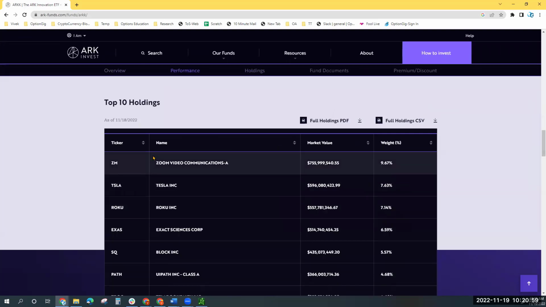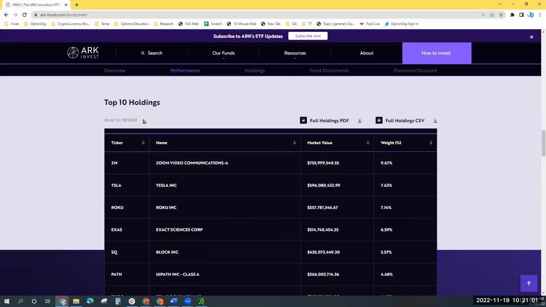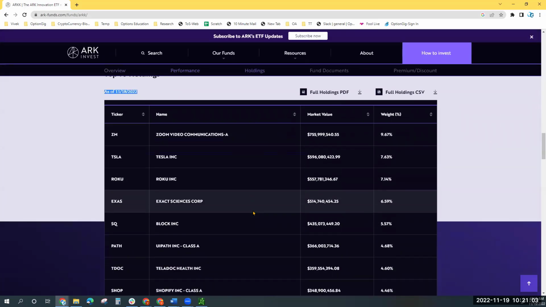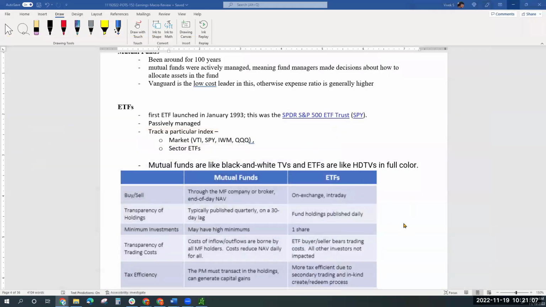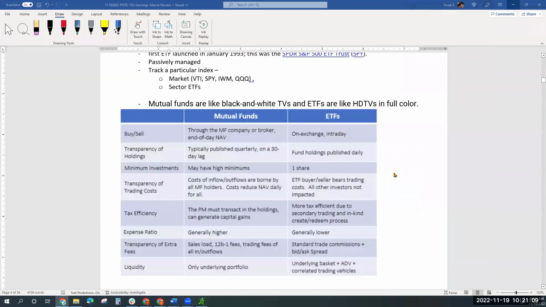So these holdings are published on a daily basis. So, you know, this is as of 11/18. What does this ETF hold in its portfolio? Mutual funds will publish it every quarter. Right? When you invest in mutual funds, you might have some minimums, depending on the fund, minimum $100, $1,000. But on an ETF, you just need to buy a share. And if your brokerage allows you to buy fractional shares, then you can even buy fractions, right?